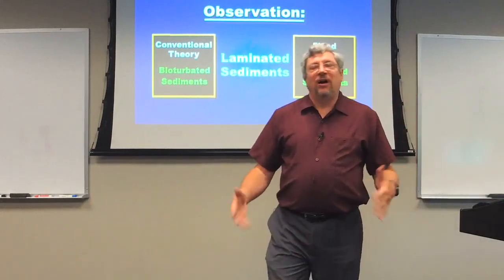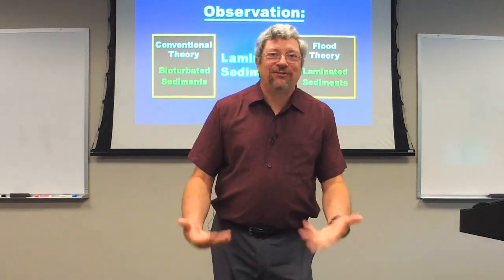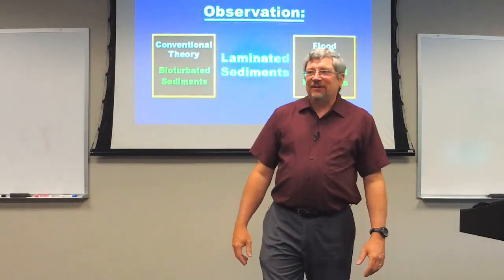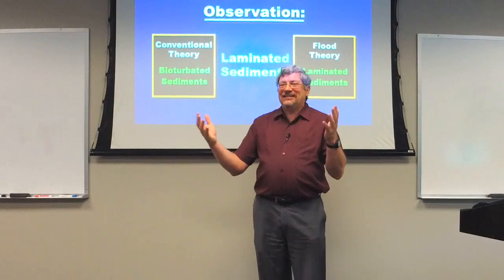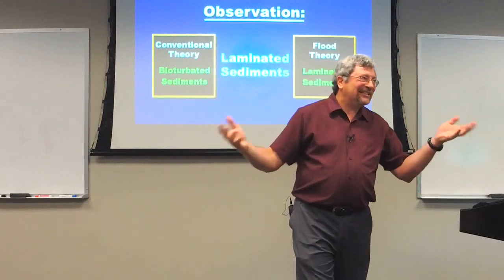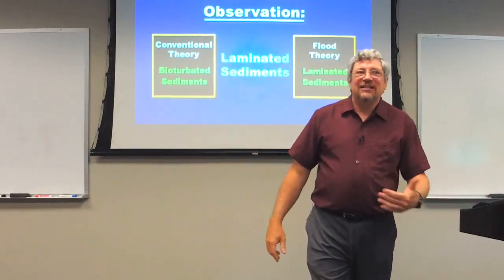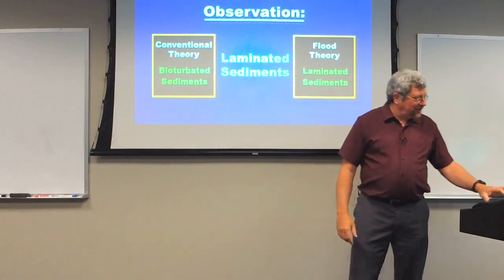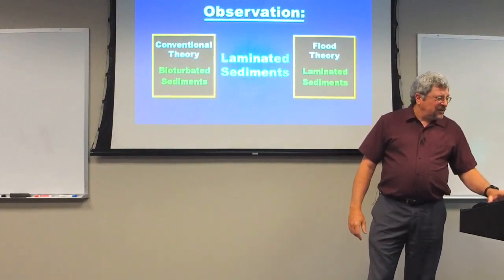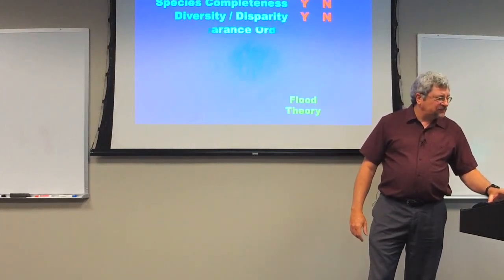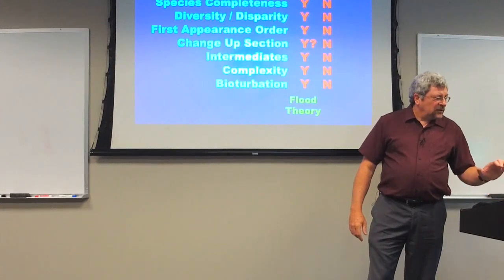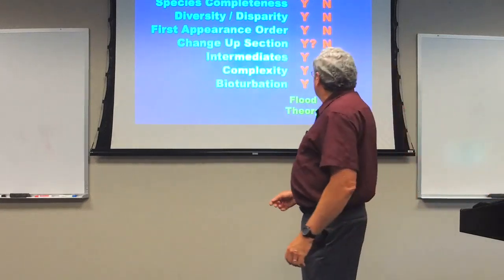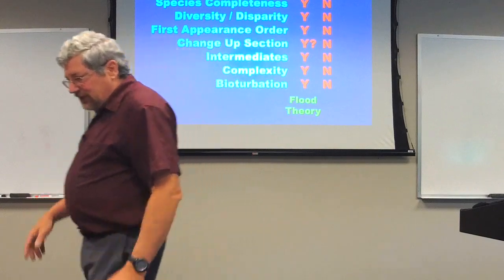I mean, it's extremely difficult to find a bioturbated sediment. There are things called bioturbated sediments, but when you look at them more closely, you realize they're not bioturbated sediments. So the very existence of the commonness of lamination suggests that the flood model is fitting the data better.